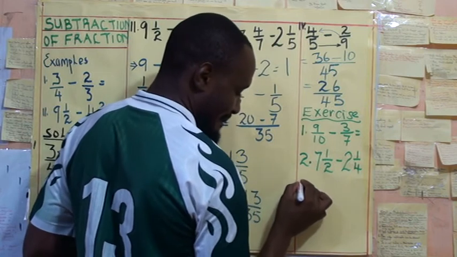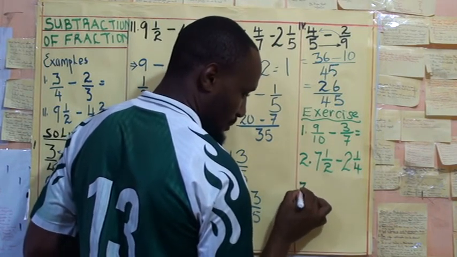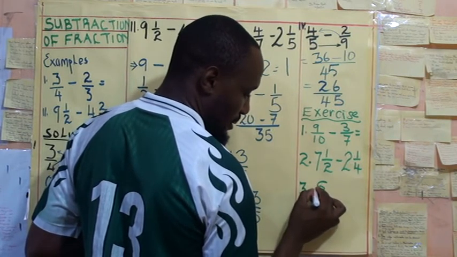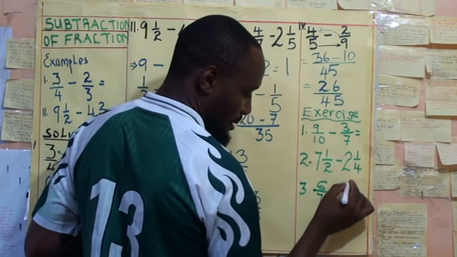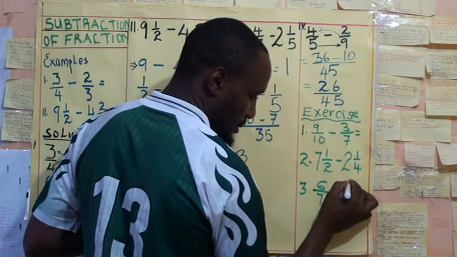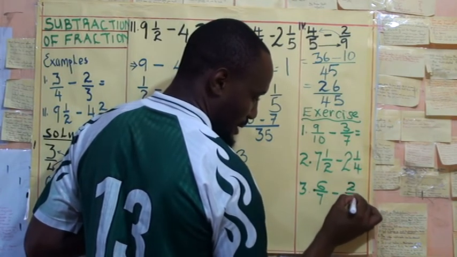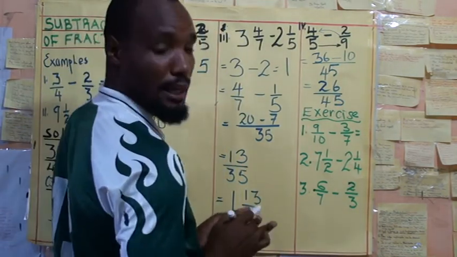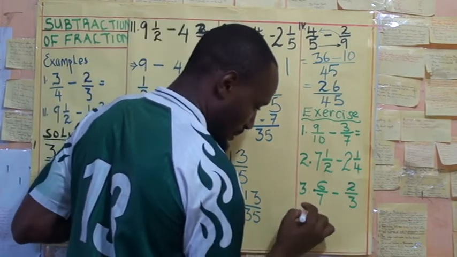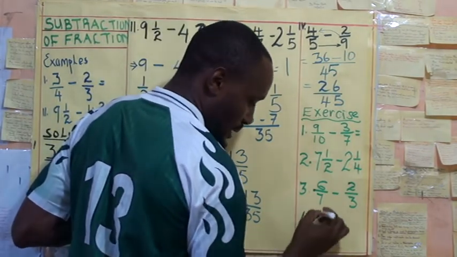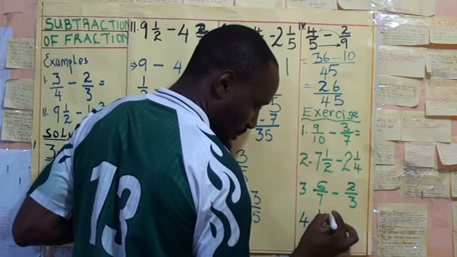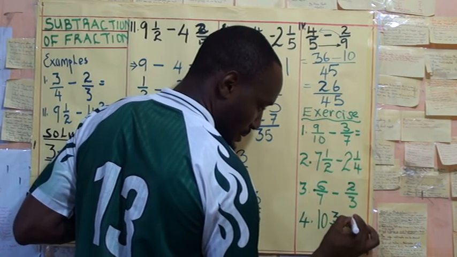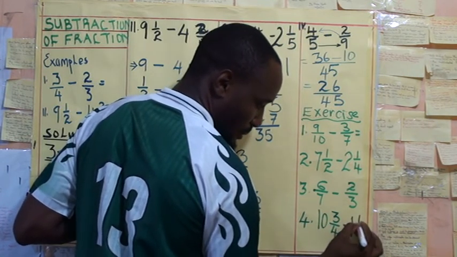Number 3, 6 over 7 minus 2 over 3. Then let's see number 4. Number 4, 10, 3 over 4 minus 1, 1 over 2.